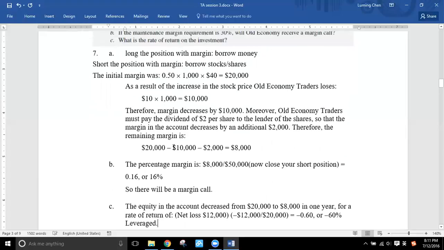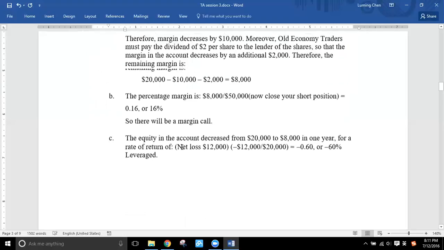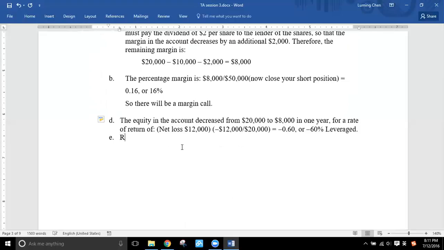So please be sure that when you calculate the rate of return, it's always your net gain or loss over your initial investment, which is the money you put in.